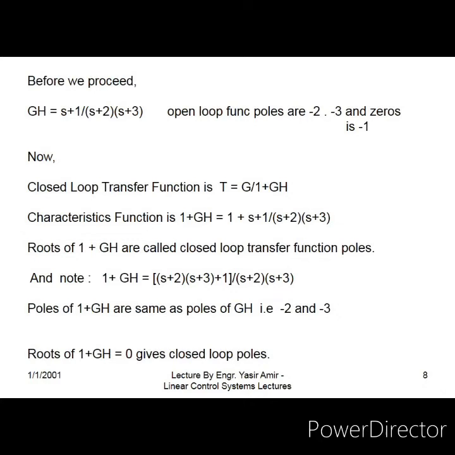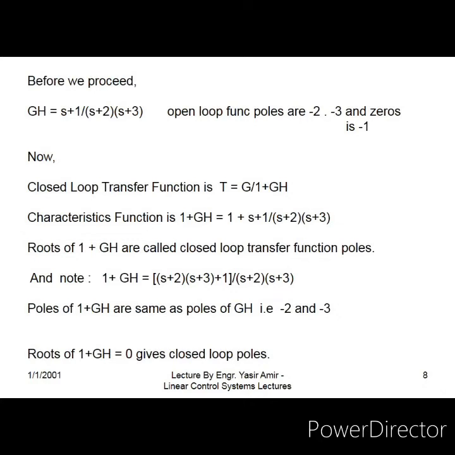So when we say the poles of 1 plus GH, we have minus 2 and minus 3. The open loop poles of this characteristic function 1 plus GH are minus 2 and minus 3. They are the same as the poles of the open loop function GH, which is written in the top line over here. But the roots of 1 plus GH are different. The roots of 1 plus GH are obtained by equating this to 0, and when we equate it to 0, the denominator part, s plus 2, s plus 3, gets cancelled out after being multiplied by 0 on the right hand side. We are left with s plus 2 bracket s plus 3 plus 1.